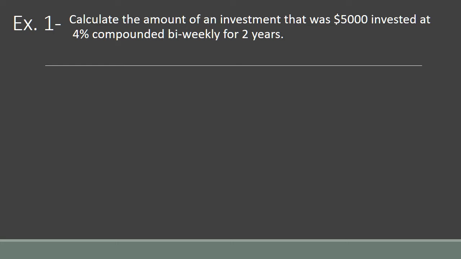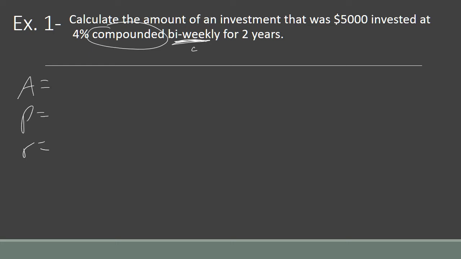So our first example, calculate the amount of an investment that was $5,000 invested at 4% compounded biweekly for 2 years. So you're looking for compound or simple, and we see compound. So we know we're using the formula for compound interest. Right after it, we see biweekly, which is your C value. So we know we're doing this.